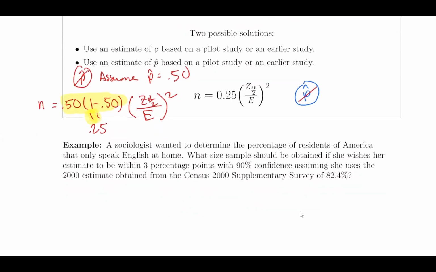So for this one, what do we want to estimate? Well, p is the proportion of Americans that speak English at home.